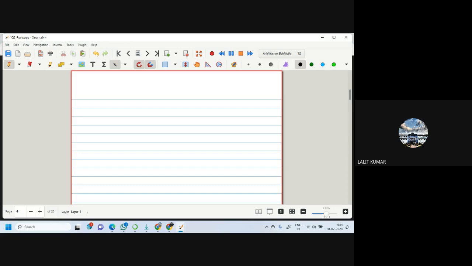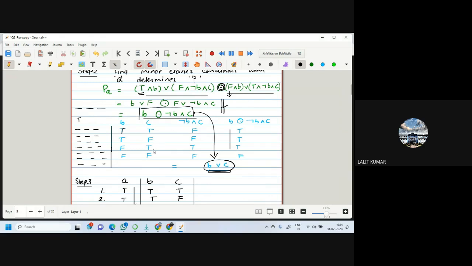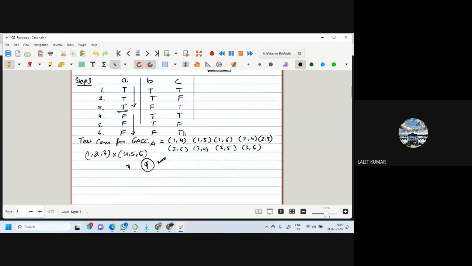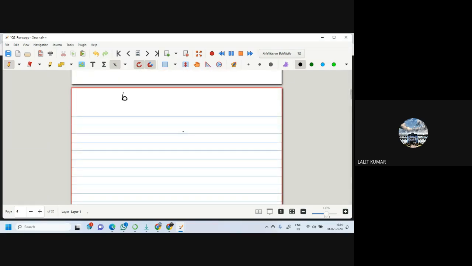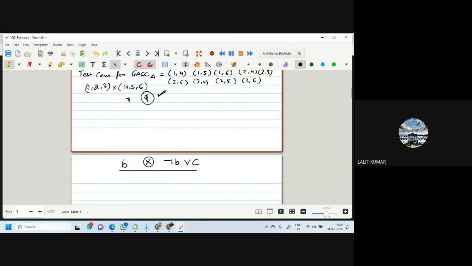Yes. No problem. I will explain. So till here, you have understood how we have come till here. True. Okay. So this was B XOR not B and C. It is B XOR not B or C. Oh, sorry. This is AND. Not or.